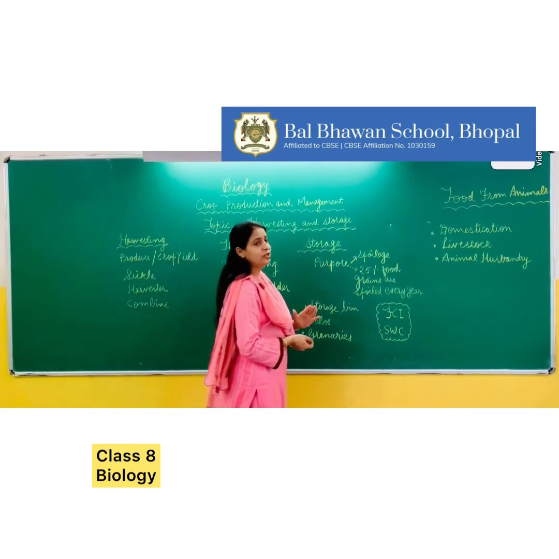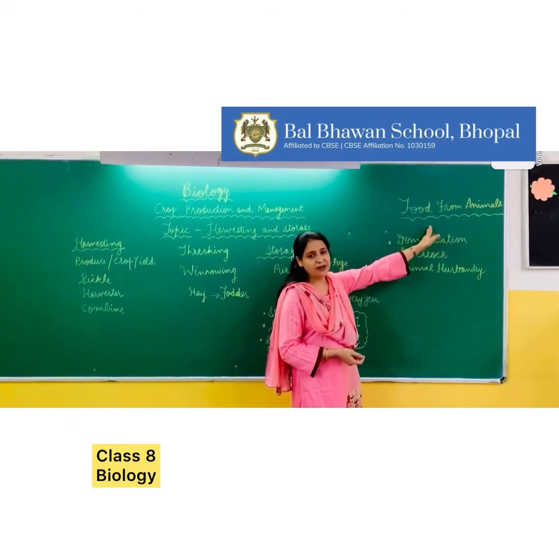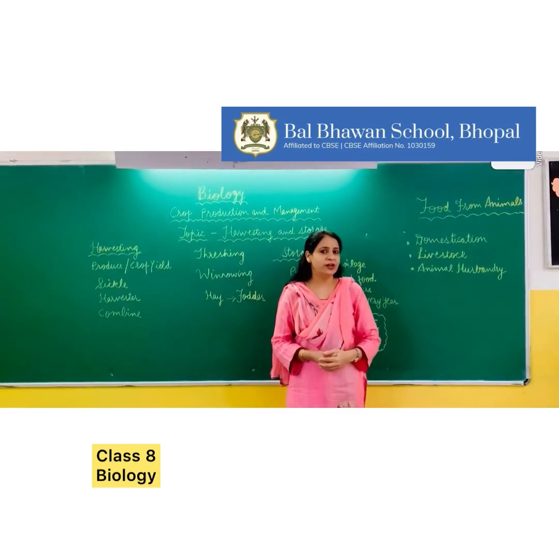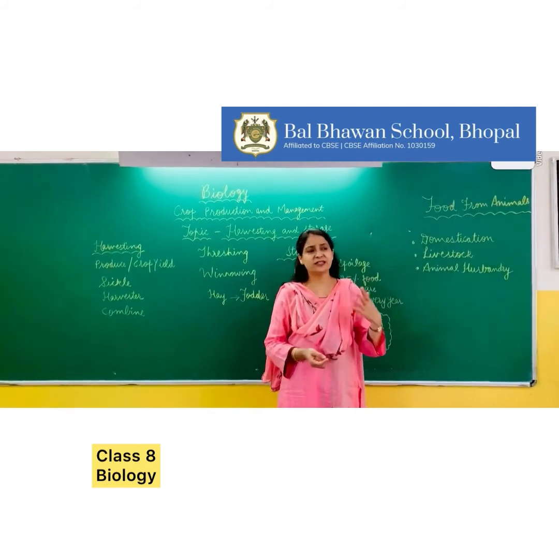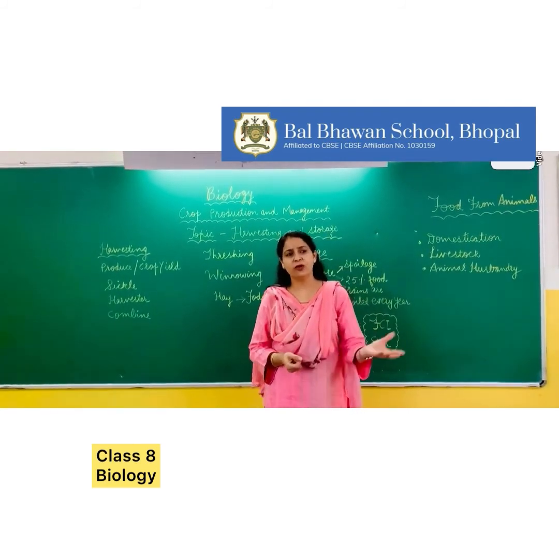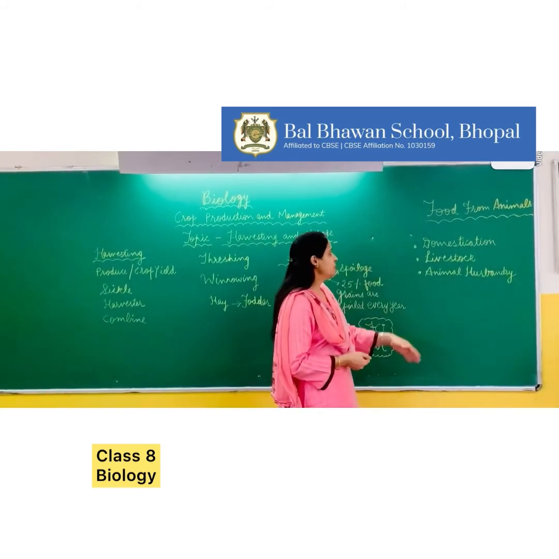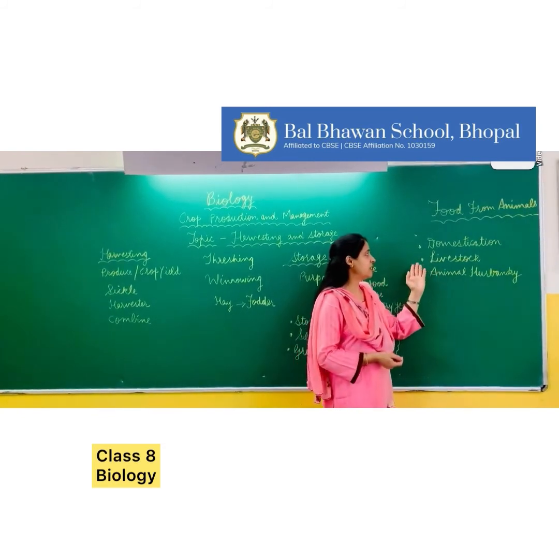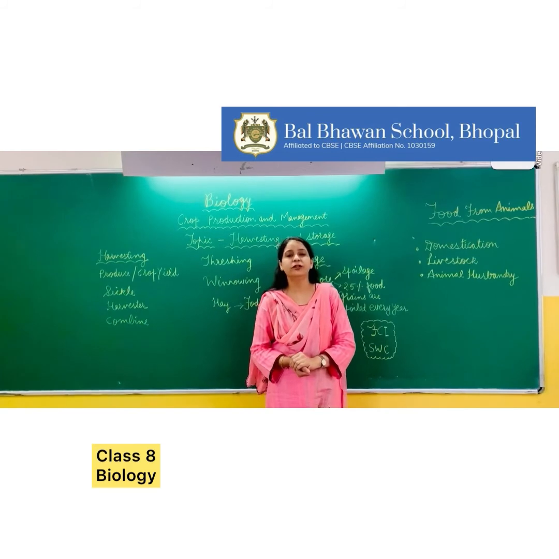Let's come to the last topic of this chapter, that is food from animals. As you all know, animals also play a very important role in our lives. They give us milk, meat, skin and various other products. So animals are very useful for us. The animals which are useful for us, which we keep, are called livestock, which are very helpful for the farmer.